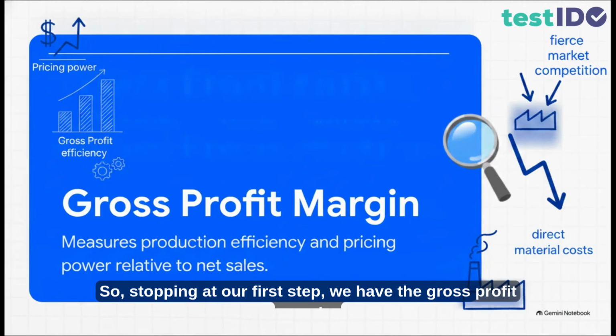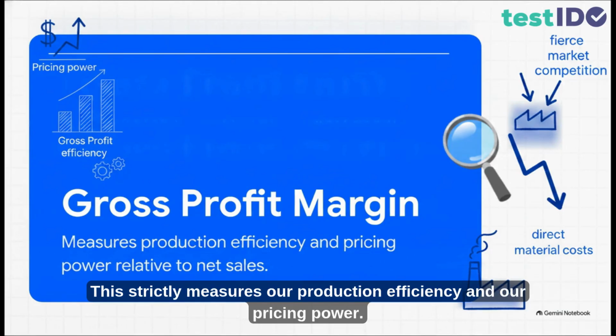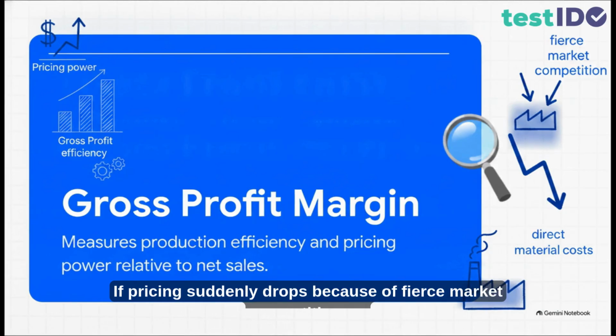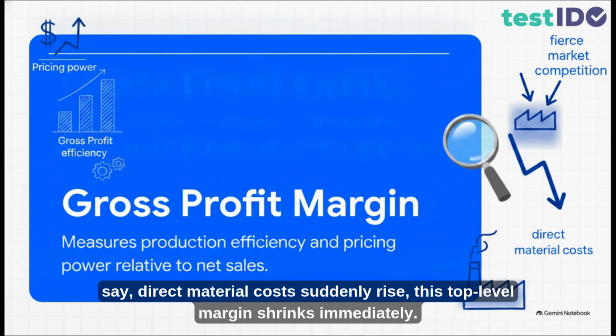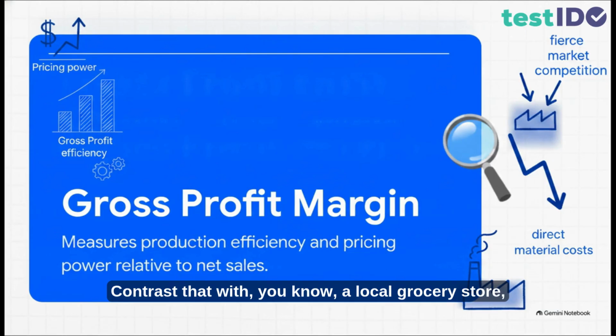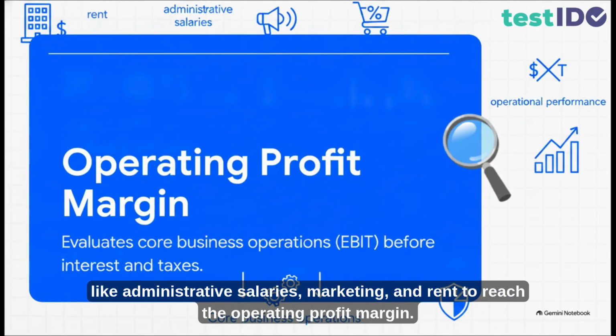So stopping at our first step, we have the gross profit margin, which is calculated by dividing gross profit by net sales. This strictly measures our production efficiency and our pricing power. It is literally the front line of profitability. If pricing suddenly drops because of fierce market competition, or say direct material costs suddenly rise, this top-level margin shrinks immediately. Just think of a company like Apple. Their massive gross margins come from immense pricing power. Contrast that with a local grocery store, which operates on razor-thin gross margins and relies on sheer volume just to survive.